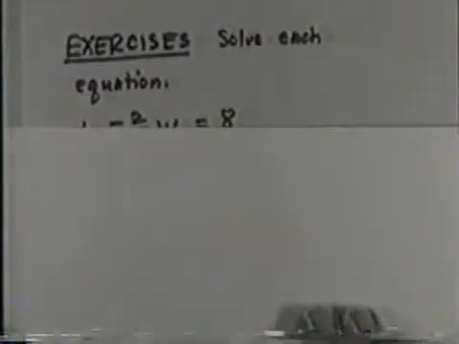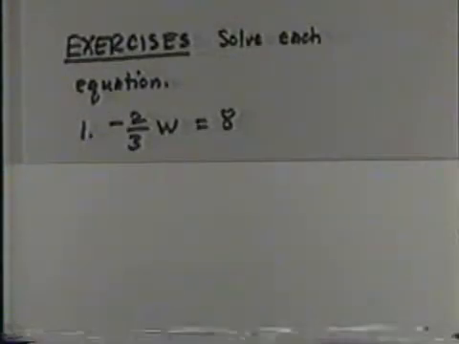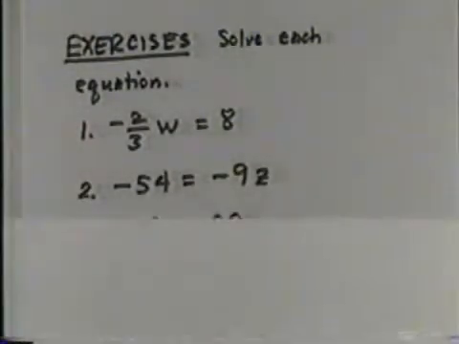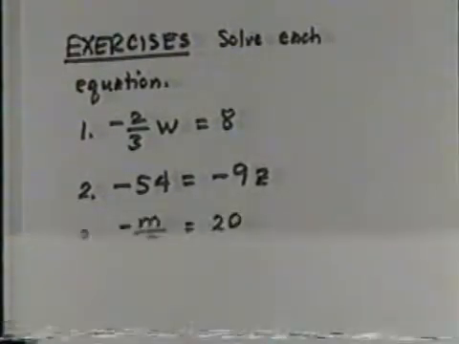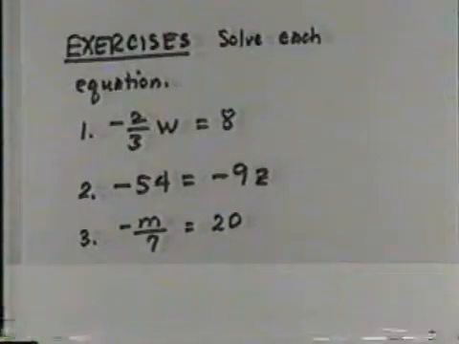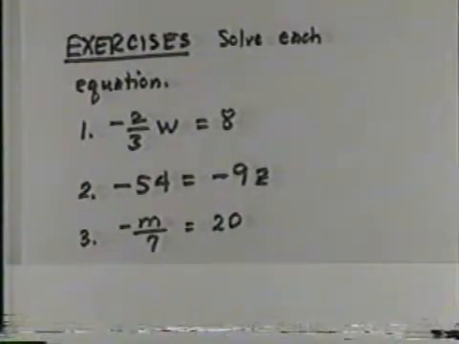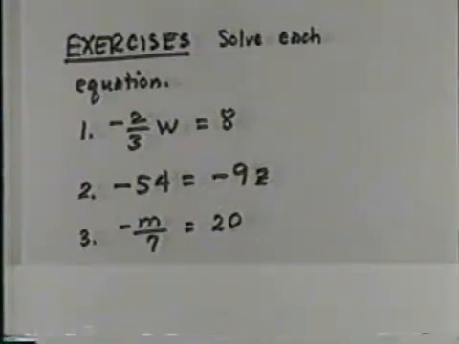For the exercises, we solve each equation, and our first one is negative 2/3 w is equal to 8. The second, negative 54 is equal to negative 9z, and the third, opposite of m over 7 is equal to 20. Copy these, stop the tape, work the problems, then restart the tape and check your answers.